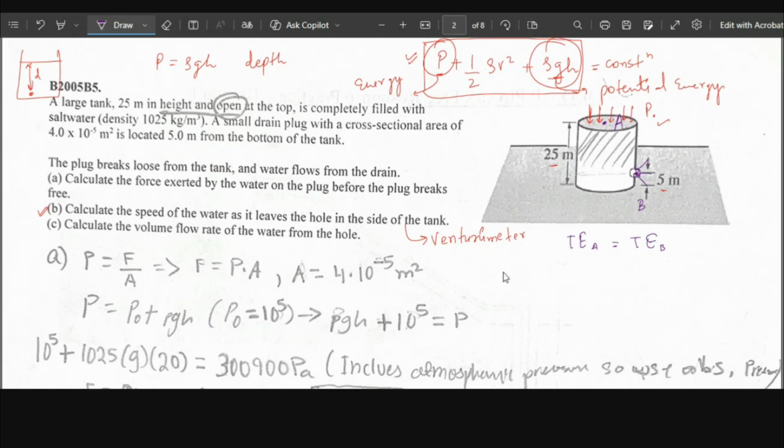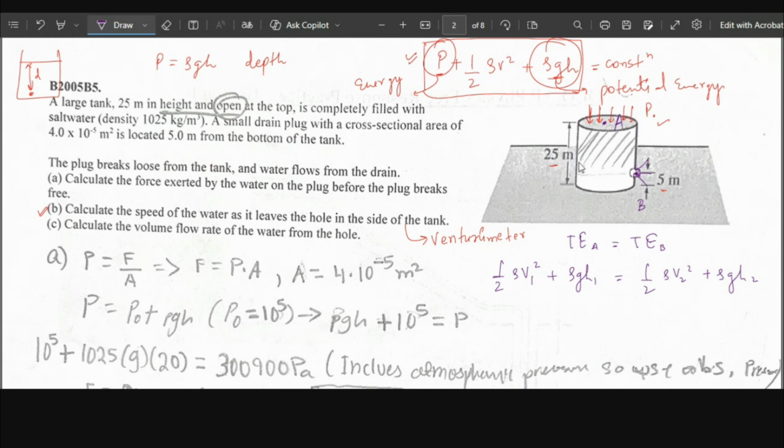Now, if we write it this way, half rho V1 square plus rho gh1 equals half rho V2 square plus rho gh2. So pressure has already cancelled out, as the container and the hole are open, and the pressure experienced is going to be atmospheric pressure only.